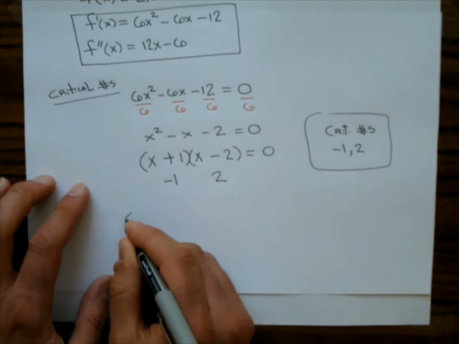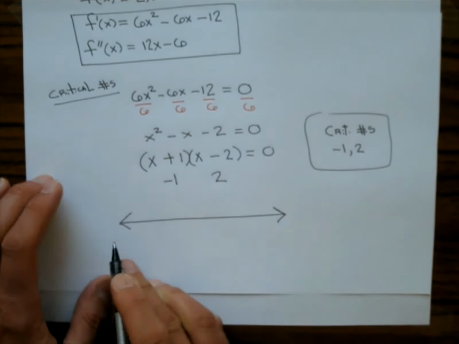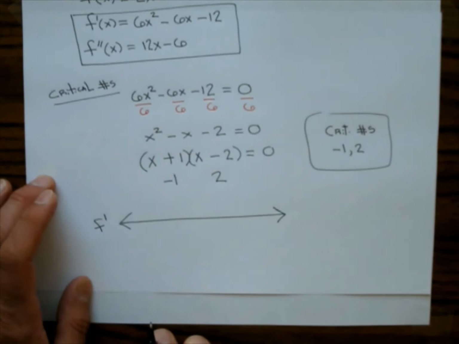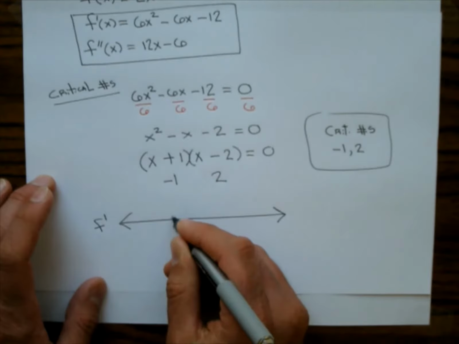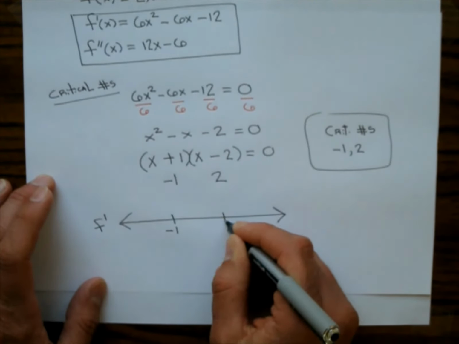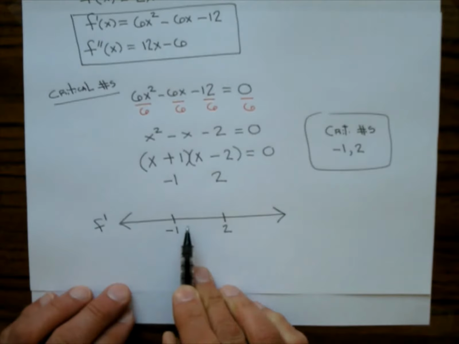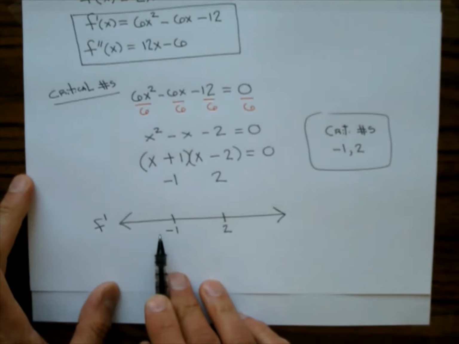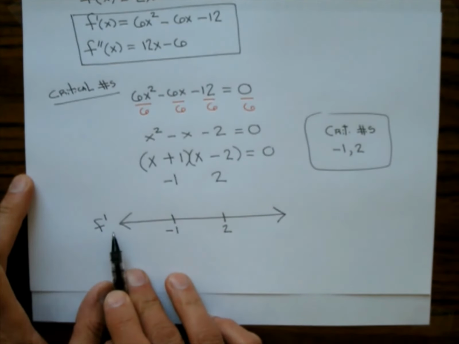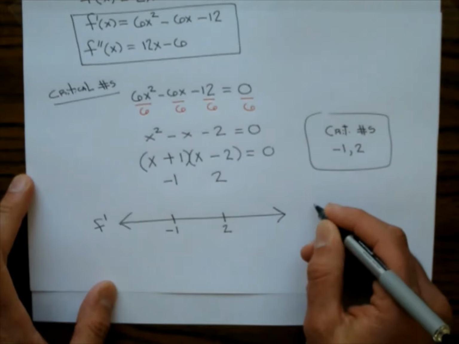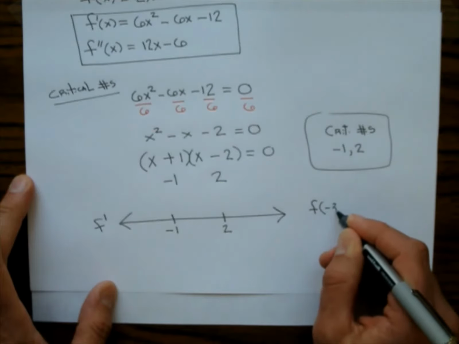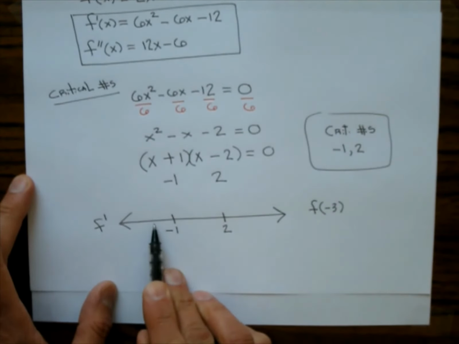Let's go ahead and draw a number line. It's kind of important that we know we should always label our number line. This number line is going to have f prime on it. And I'm going to put my critical numbers on there in the correct order. And I'm going to find where things are negative and positive. So how do I do that? I pick a test point from the first region, from negative infinity to negative 1. Perhaps I'll pick negative 3. Okay, so negative 3 is right here, I don't know where it is, it's somewhere in here.